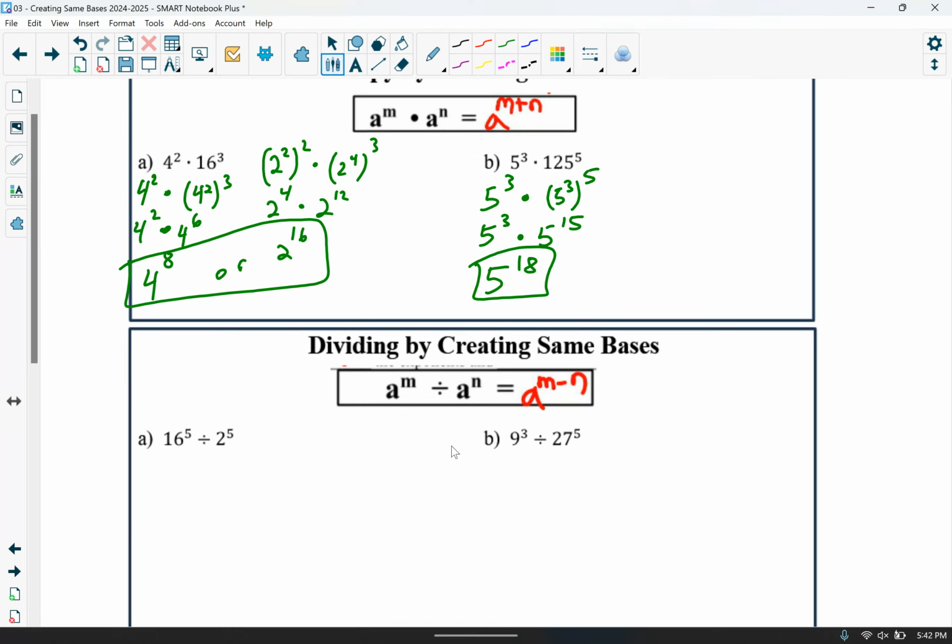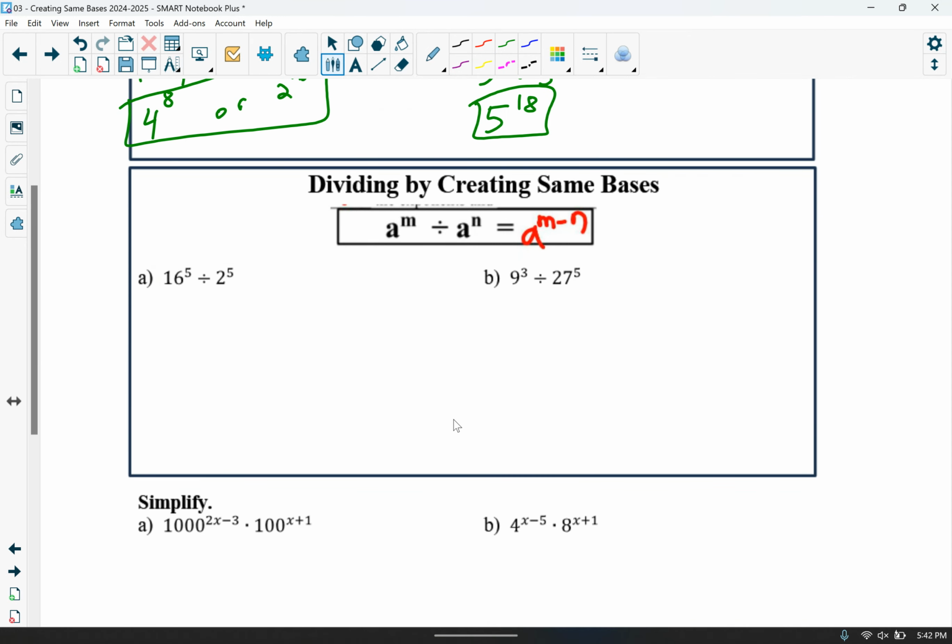We can do the same thing with dividing. Now here's where we're really going to stick to our rule of if we're dividing with same bases, we're going to keep the base and just subtract the exponents. Okay, it'll be nice and quick. 16 to the fifth divided by 2 to the fifth. We know 16 can be written as 2 to the fourth. So 2 to the fourth to the fifth power divided by 2 to the fifth power. So that would be 2 to the 20th divided by 2 to the fifth. Keep our base, subtract our exponents. 2 to the 15th.